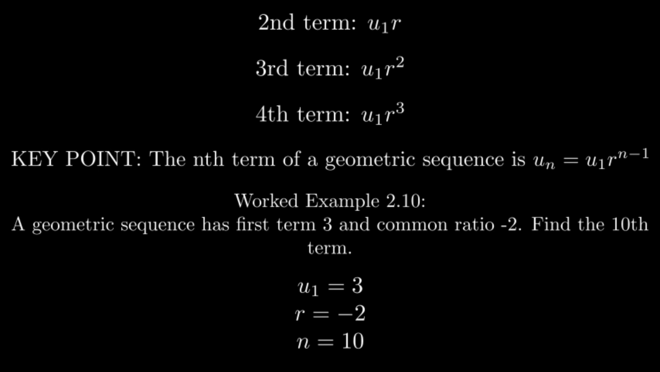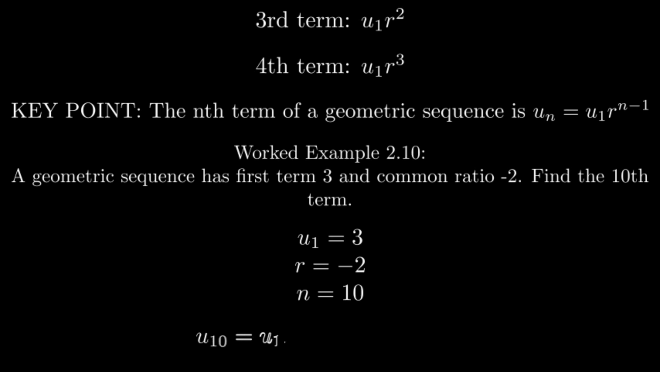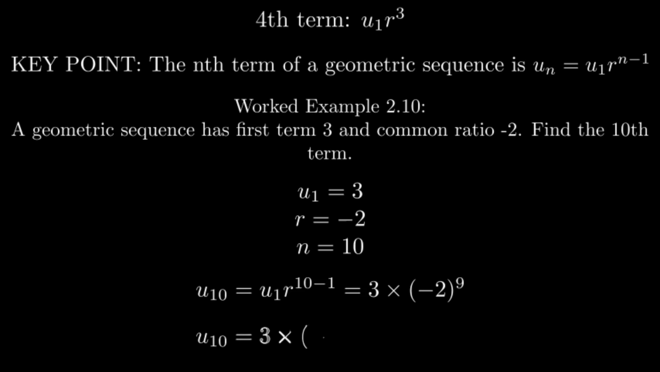Now we substitute these values into our formula. U sub n equals u sub 1 times r to the power of n minus 1. So u sub 10 equals 3 times -2 raised to the power of 10 minus 1, which is 9. Now we just need to calculate the result. -2 to the power of 9 is -512. So we have 3 times -512, which gives us -1536. The 10th term of this sequence is -1536.